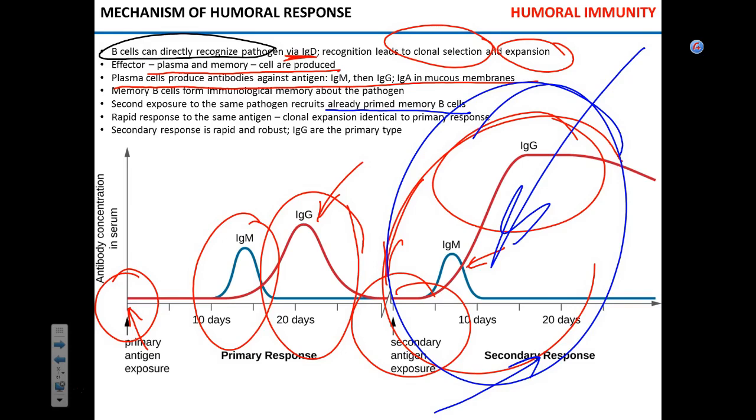They can expand much more rapidly. Does that make sense? We're clear about the stages of primary and secondary B cell response.